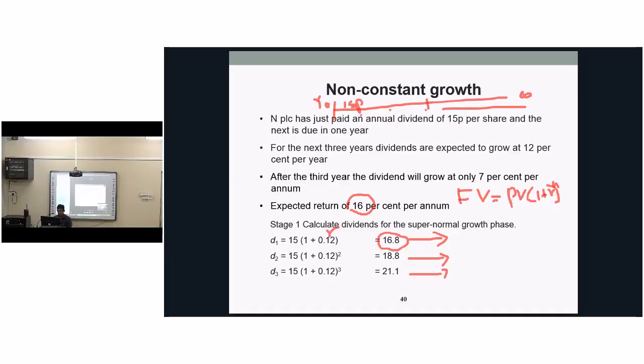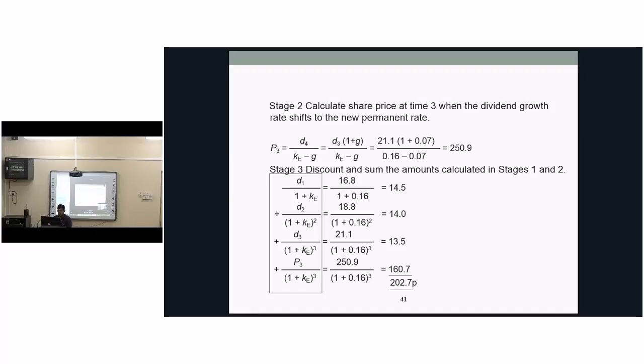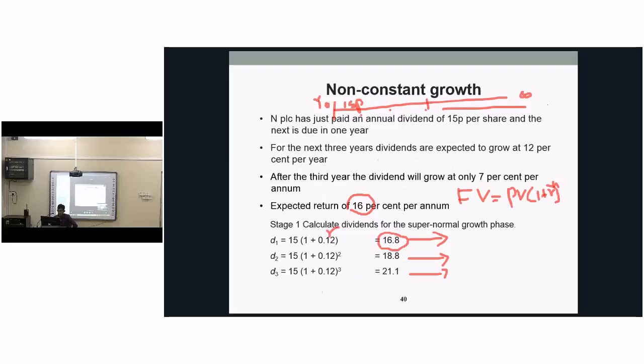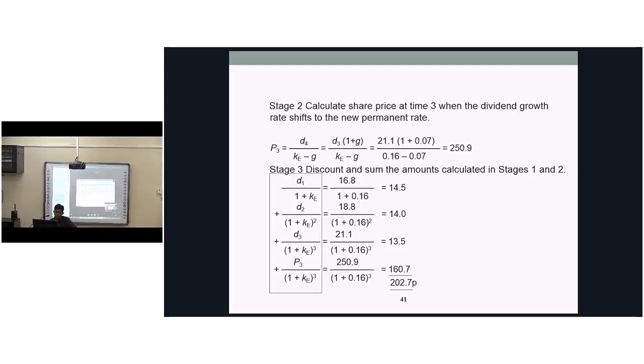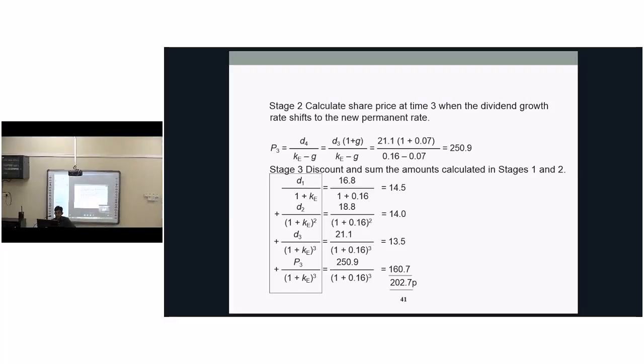So let's continue. So what we have done, as we discussed, is calculate the values of D1, D2 and D3 in today's terms. So 16.8 you divide by 1.16 to the power 1 year. Like that you discount for all 3. So here is the same thing. There are 16.8 divided by 1.16. For year 2 you divide 18.8 by 1.16 to the power 2 because it's year 2. Here you take the year 3 figure of 21.1 divided by 1.16 to the power 3 and get the present values.